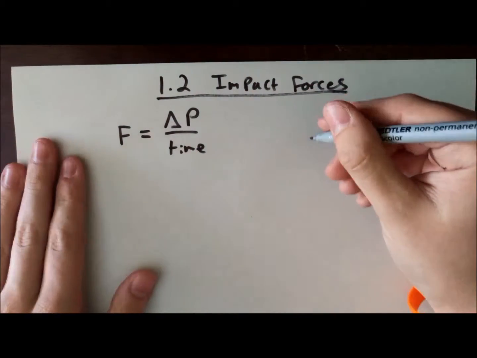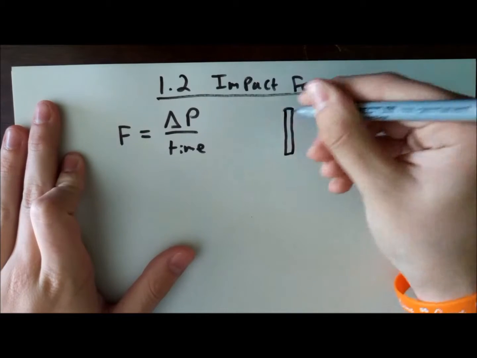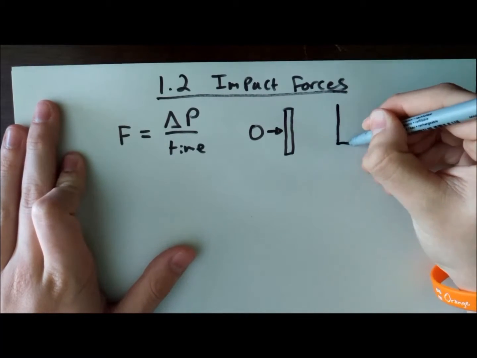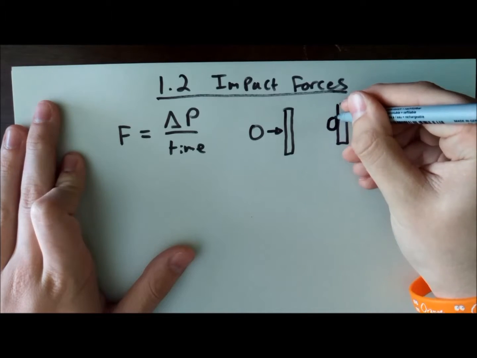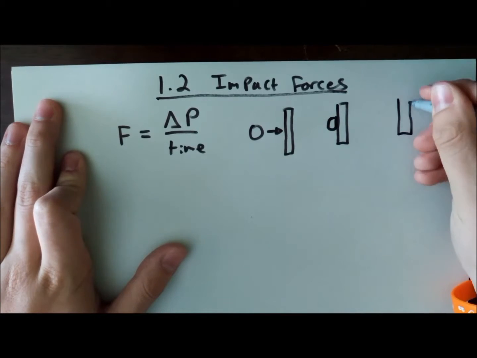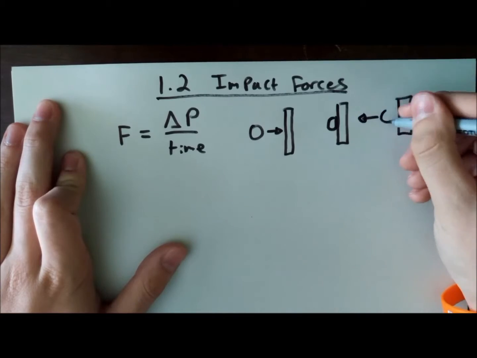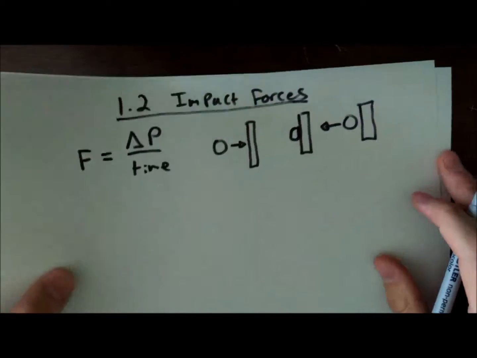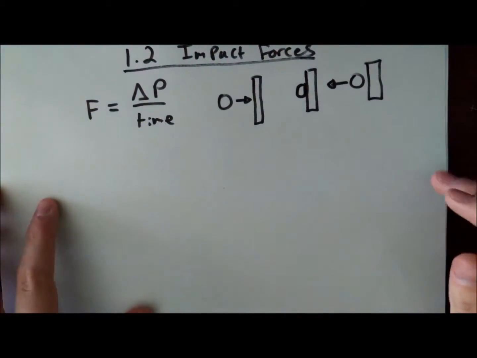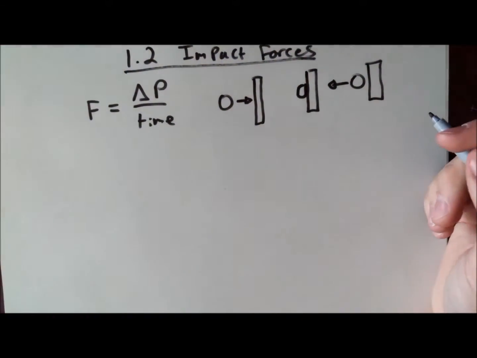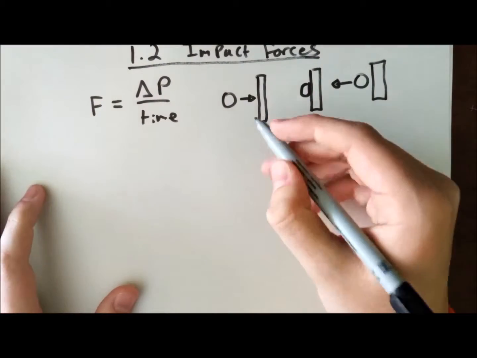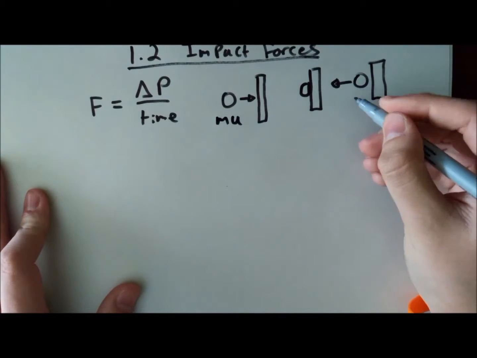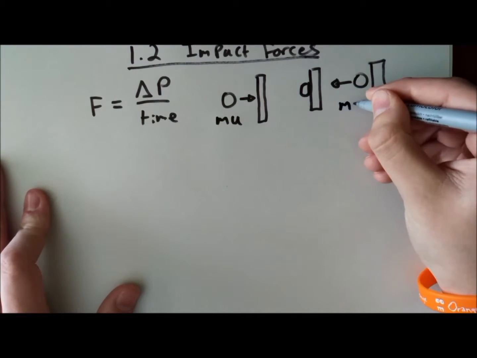And if we think of an impact force as being a ball hitting a plank, the ball exerts a force on the plank, and the plank exerts a force on the ball. This is Newton's third law, which states that every action has an equal but opposite reaction. Now in this case, the momentum of this ball will be mu, and the momentum of this ball rebounding will be v.